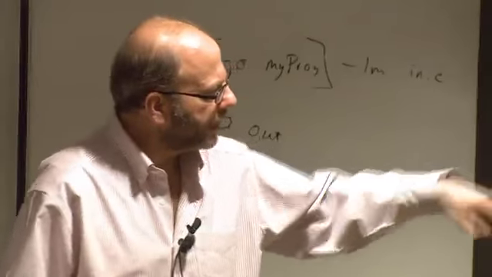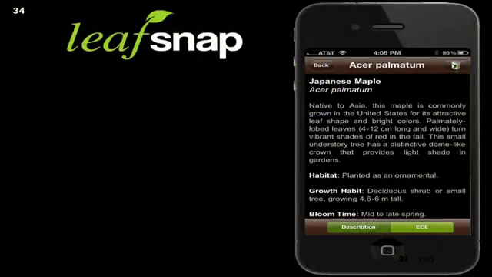And so in this case, the top match for this is a Japanese maple. Second would be an Ohio buckeye. And you can see that there's some similarity to the shape of these top species, and again, you can look through more detailed information about these species in order to help you identify the plant you're looking at.